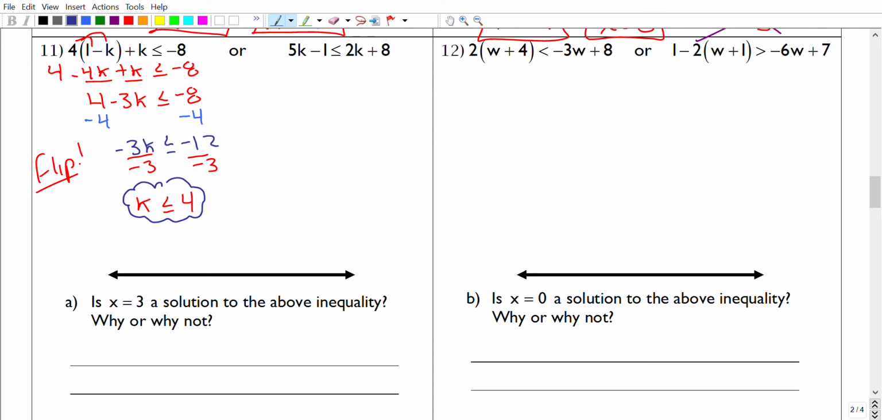I have to flip. So I get k is less than or equal to a positive 4. Alright. Or, again, we're going to have an or statement, so we're going to have arrows pointing to either direction when we're shading. Let's solve this one.